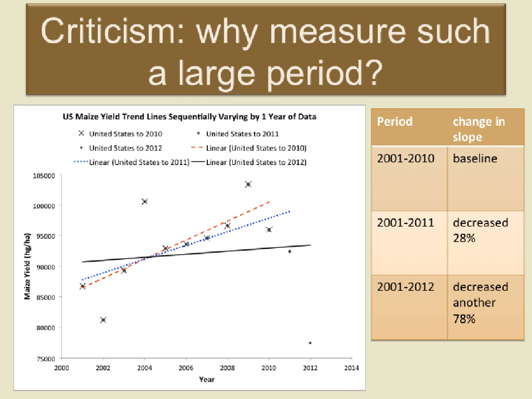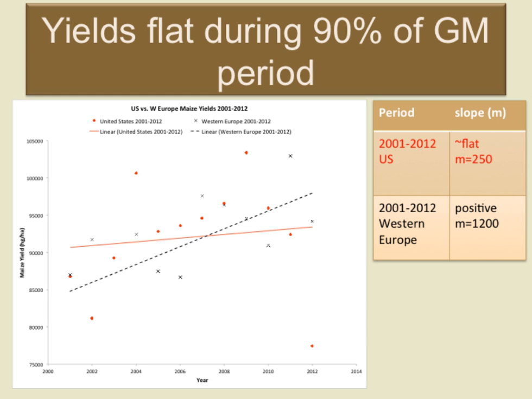If you look at maize yields in the United States, up until the year of major commercialization, which is 2001, 90% of all GM corn ever grown has been grown since 2001. If you look from 2001 to 2010, you see the slope of the line in red. This is the line that's usually used to advocate for the powerful benefits of GM. Add 1 year's data to that data set, and the slope decreases 28%. Add a second year to that data set, and the slope decreases another 78%. No one can use a data set that is so vulnerable to change from one additional piece of data.